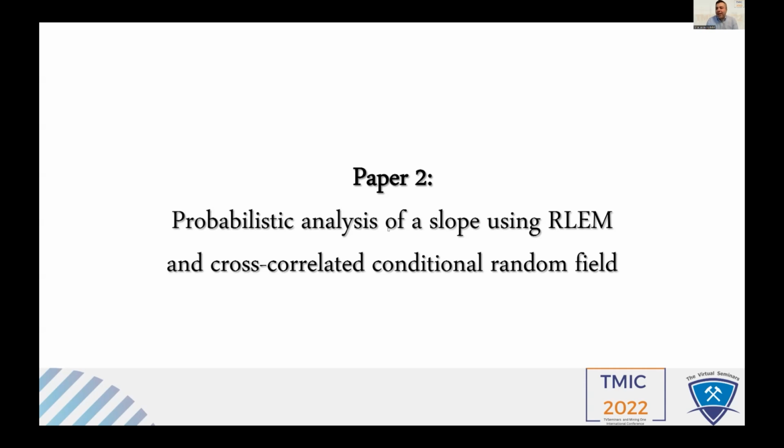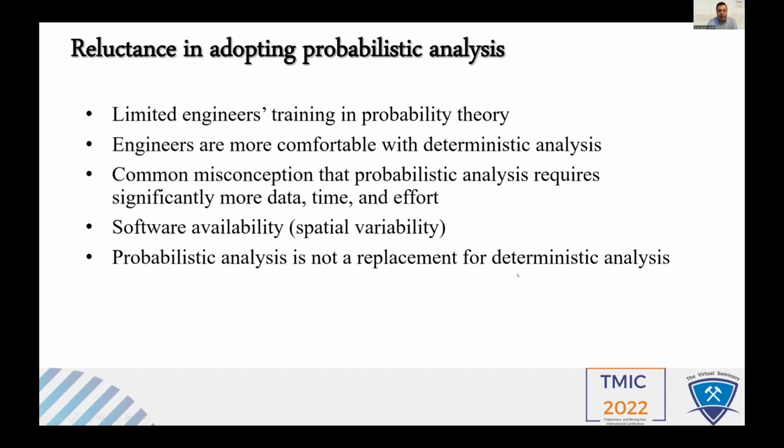So I'm going to talk about probabilistic analysis of a slope using a random limit equilibrium method and cross-correlated conditional random field, which Brigid explained a lot of, and I will just continue using the terms that she used. But I would like to start with something very important, and Richard talked about it as well: the reluctance in adopting probabilistic analysis. Why don't engineers like to adopt probabilistic analysis?